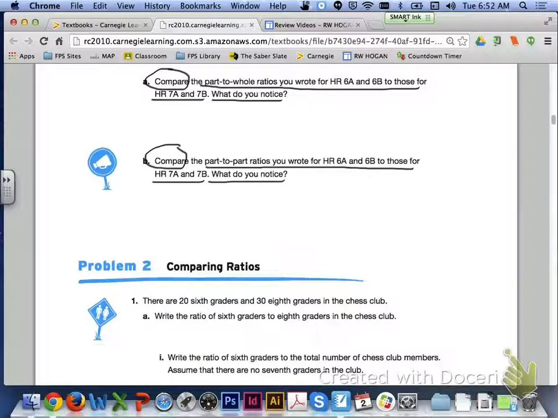Let's go ahead and turn to the top of page 318 for letter A and for letter B. It says compare the part-to-whole ratios that you wrote for homeroom 6A and 6B to those for homeroom 7A and 7B. What do you notice about those part-to-whole ratios? And for letter B, compare the part-to-part ratios that you wrote for homeroom 6A and 6B to those for homeroom 7A and 7B. Also, what do you notice about those part-to-part ratios? Go ahead and work on letter A and letter B.